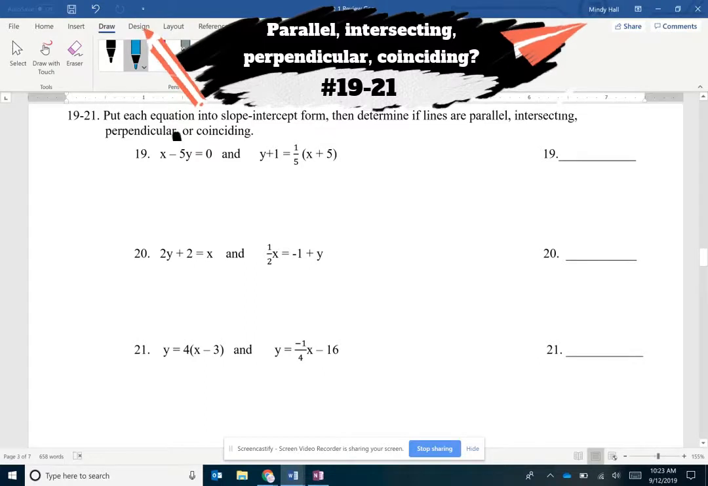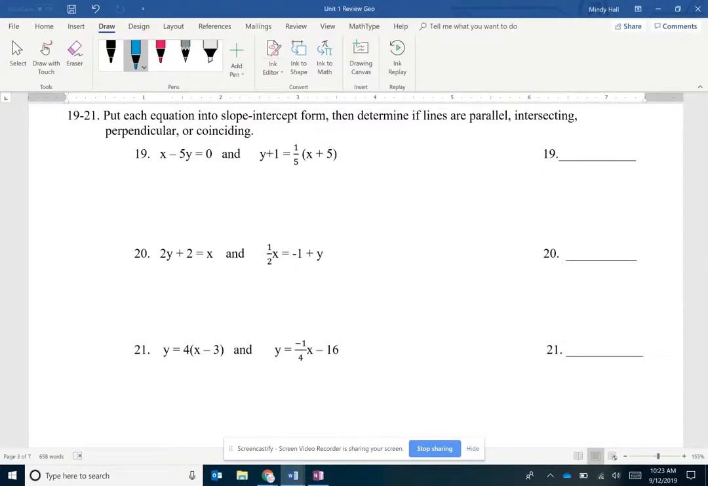Now we need to put each equation into slope-intercept form to help us determine if the lines are parallel, intersecting, perpendicular, or coinciding. What I will say with this is that I don't particularly care if it's in slope-intercept form or not, as long as you can compare it and tell me what it is. But for the sake of following directions, I will put it into slope-intercept form. So I would subtract x first, which gives me negative 5y equals negative x. And then I would divide by negative 5, which gives me y equals x over 5, or 1/5 x.